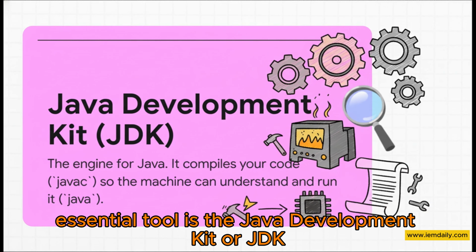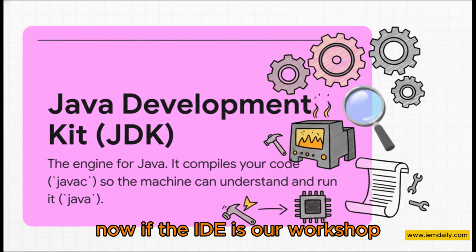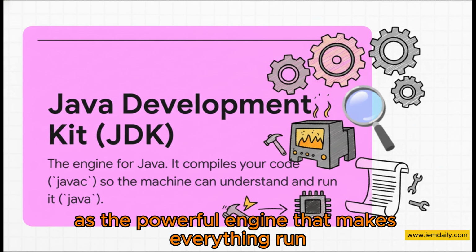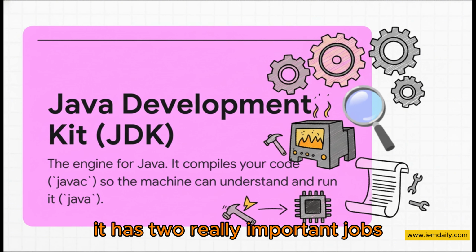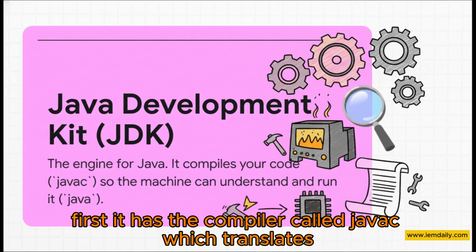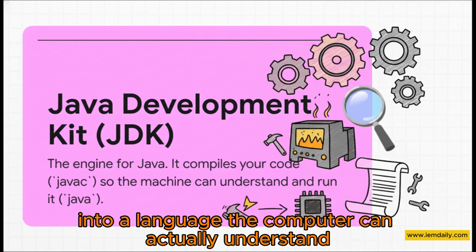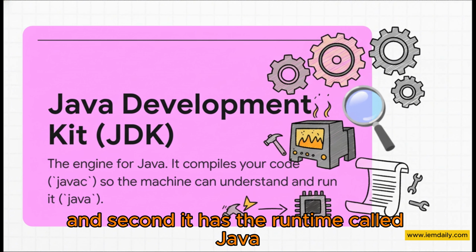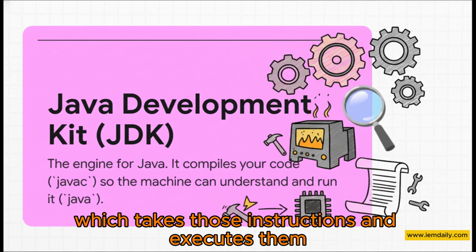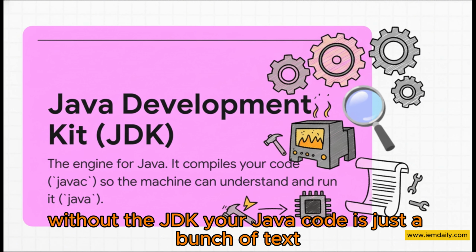The second essential tool is the Java Development Kit, or JDK. Now, if the IDE is our workshop, you can think of the JDK as the powerful engine that makes everything run. It has two really important jobs. First, it has the compiler called javac, which translates the code you write into a language the computer can actually understand. And second, it has the runtime called java, which takes those instructions and executes them. Bottom line, without the JDK, your Java code is just a bunch of text.